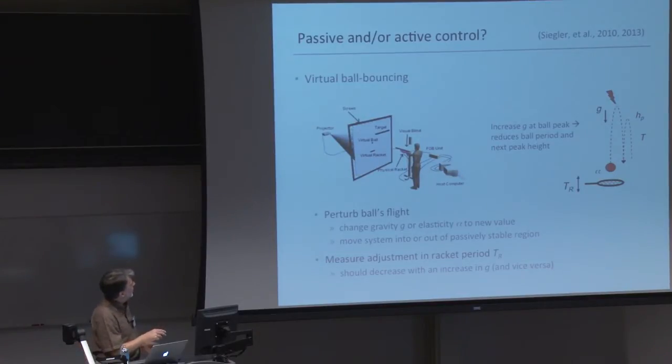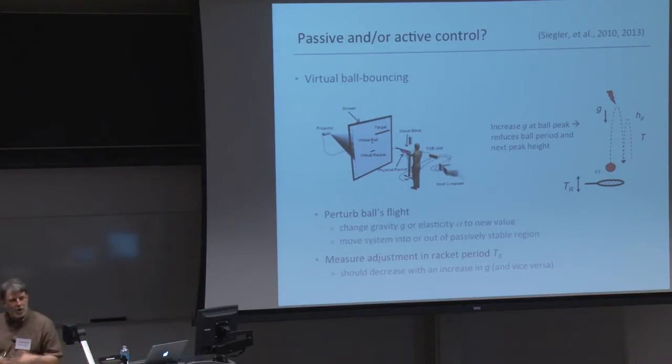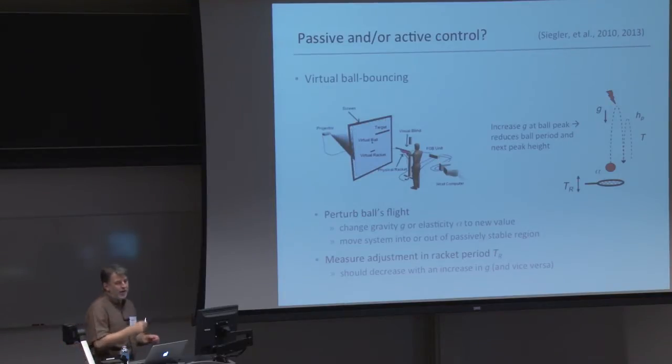So here's the subject. They're moving a physical ping pong paddle with a tracker on it that is driving a virtual racket with a virtual ball on a screen, and there's a target on the screen. And so now we can play games with gravity and the coefficient of restitution and the motion of the ball's trajectory and try to open up this loop, right, and figure out what's going on.